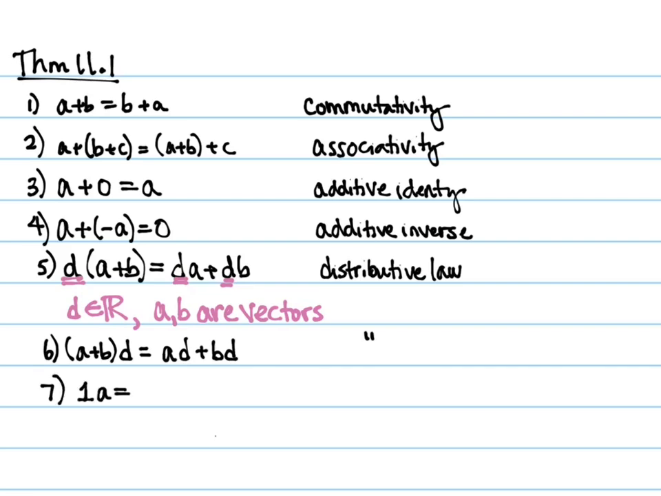1 times A is A. What is that besides true? That's the multiplicative identity. And 0 times A is 0. It's a zero property.